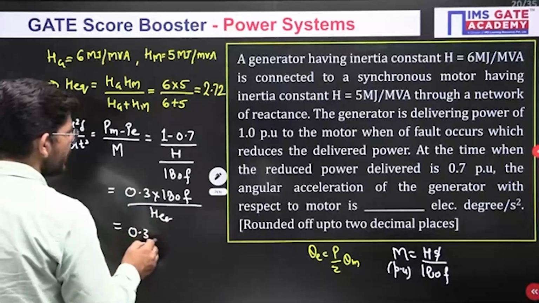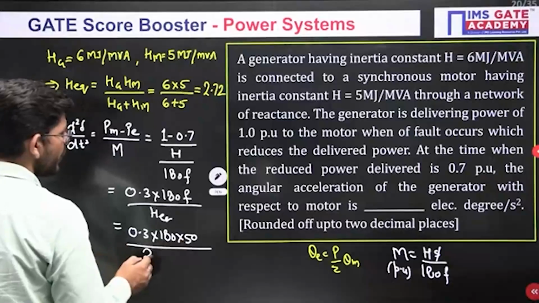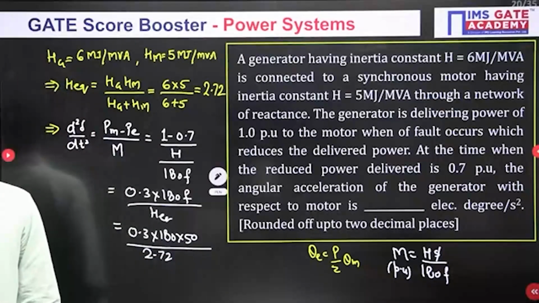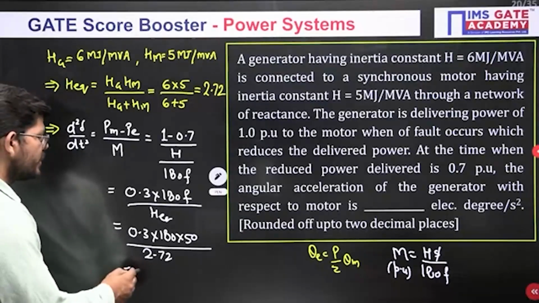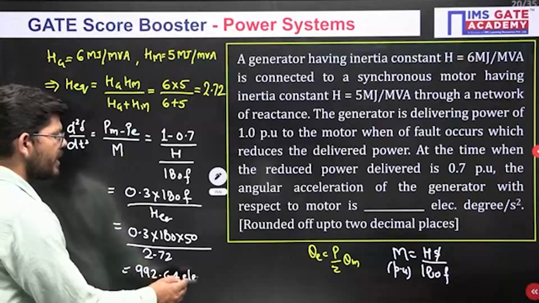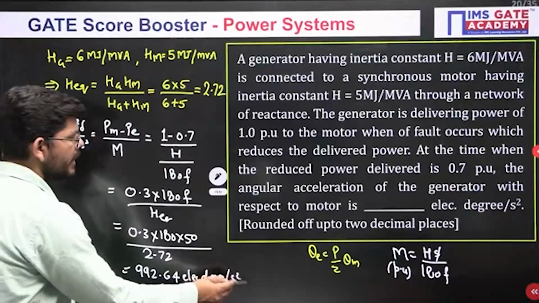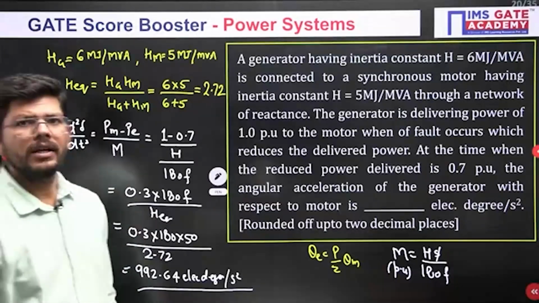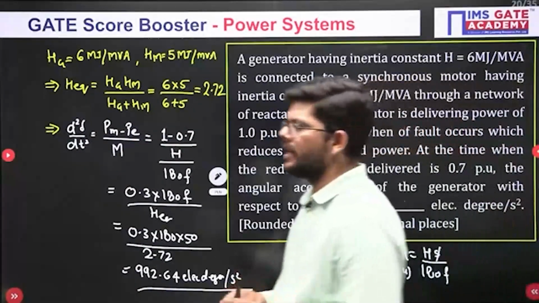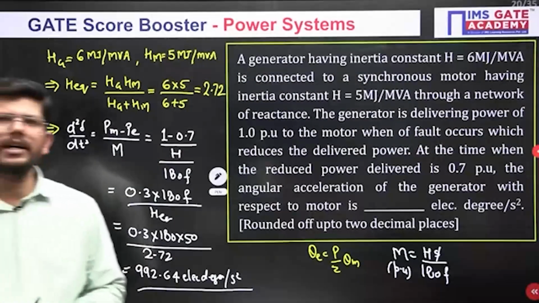So 0.3 into 180 into F, where F is the frequency, which is 50, and H is 2.72, isn't it? Now when you solve it, you will get 992.64 electrical degree per second square. Okay. Your answer and mine are very close. The range will be given, and your answer and mine will lie in that range. So this is absolutely correct and well done.